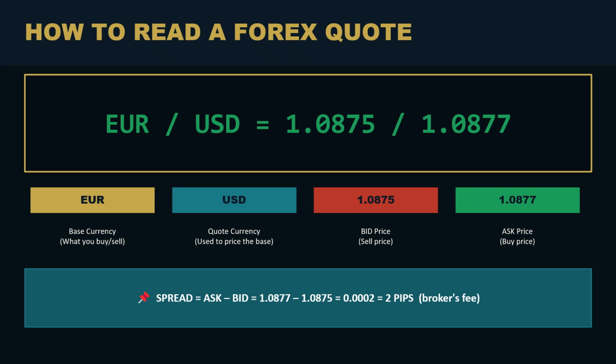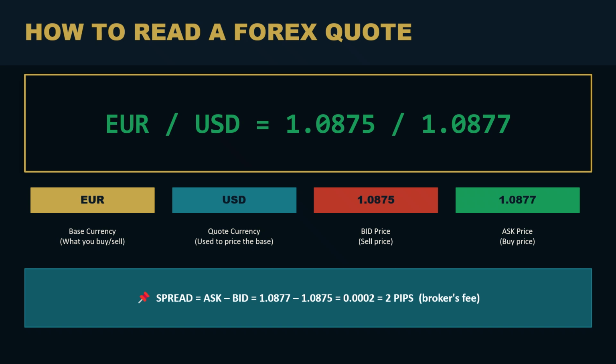If you want to sell your euros, you'll get $1.0875 for each one. The second, 1.0877, is the ask price. This is the price at which you can buy the base currency. If you want to buy euros, you'll pay $1.0877 for each one. Now, the difference between these two numbers is the spread.